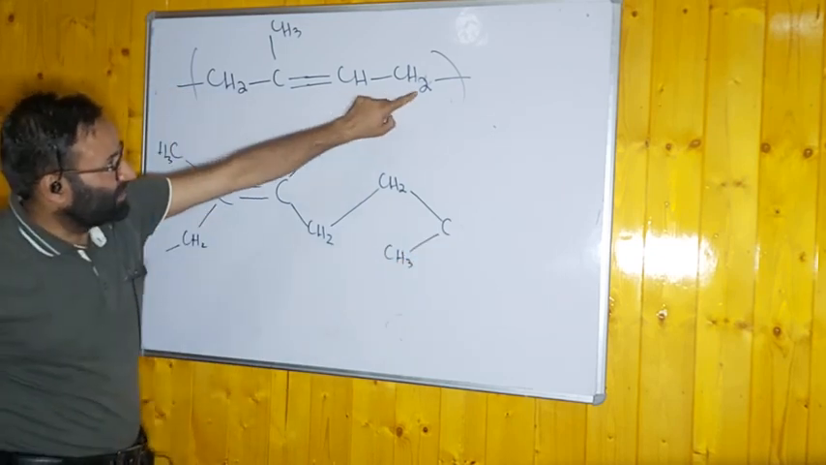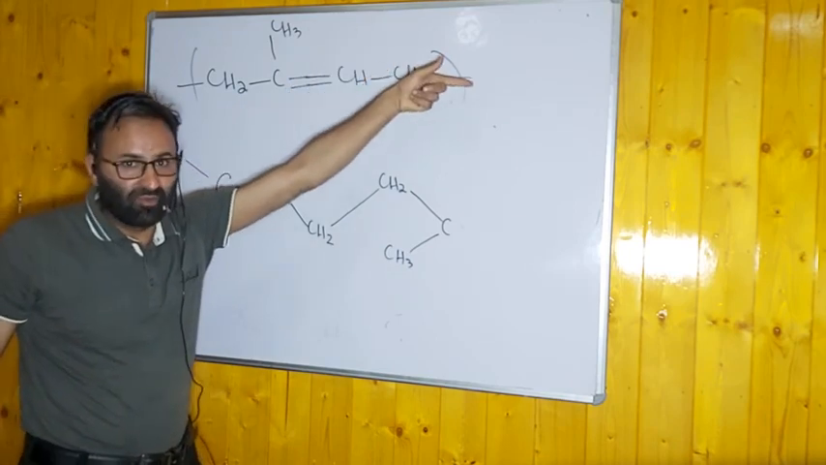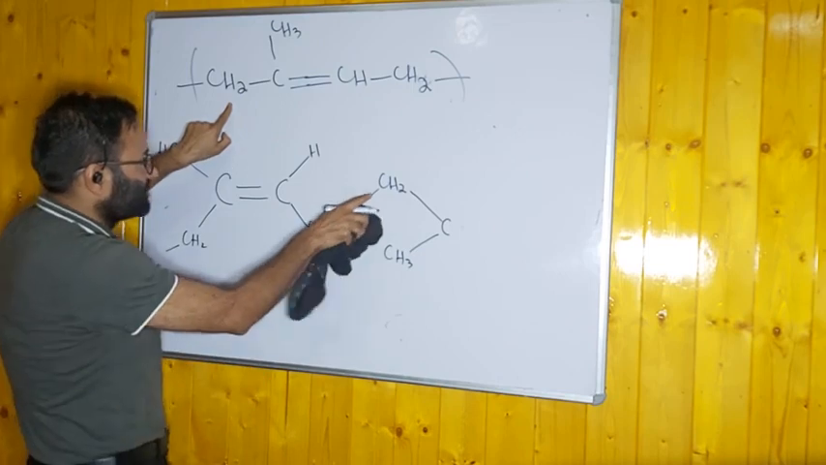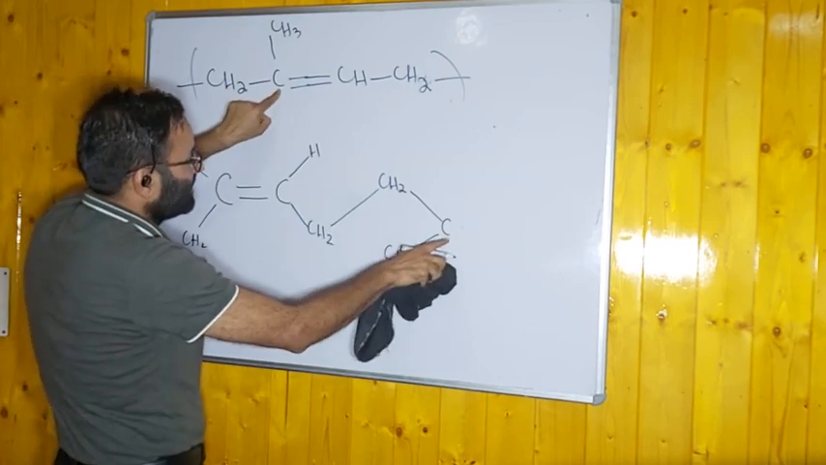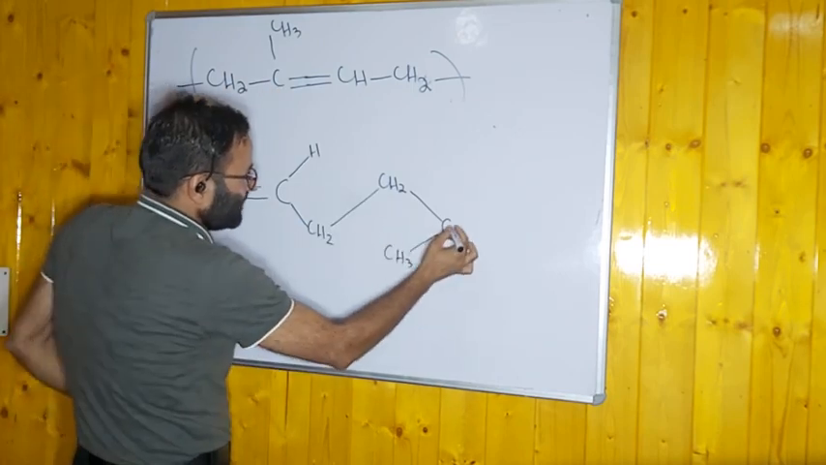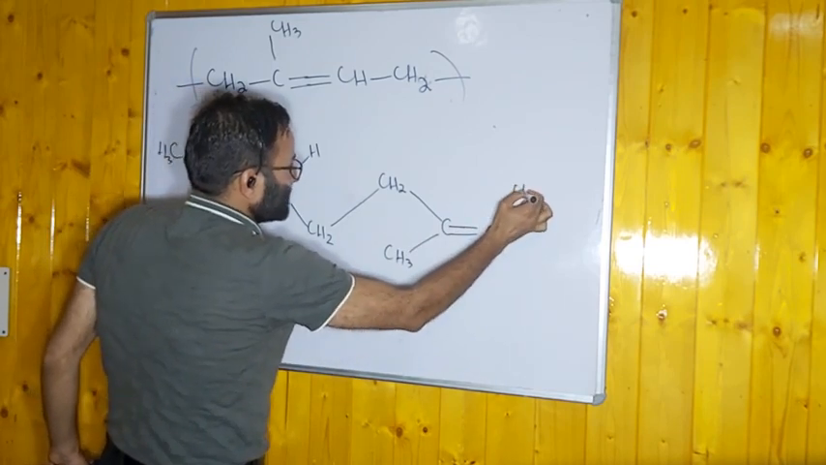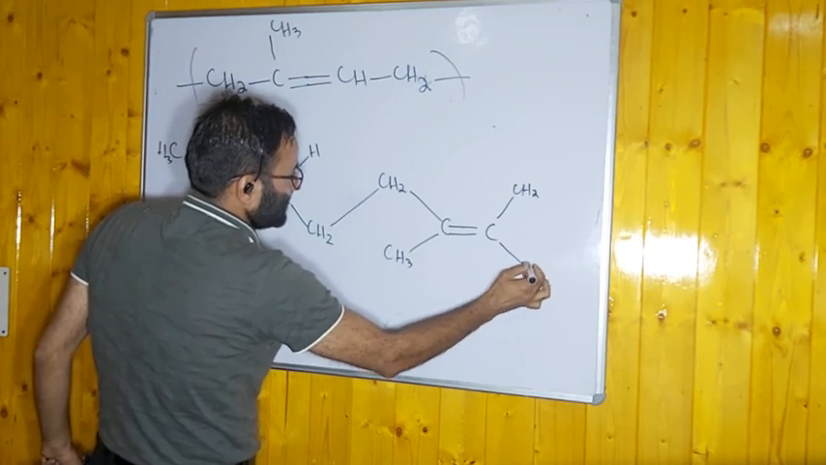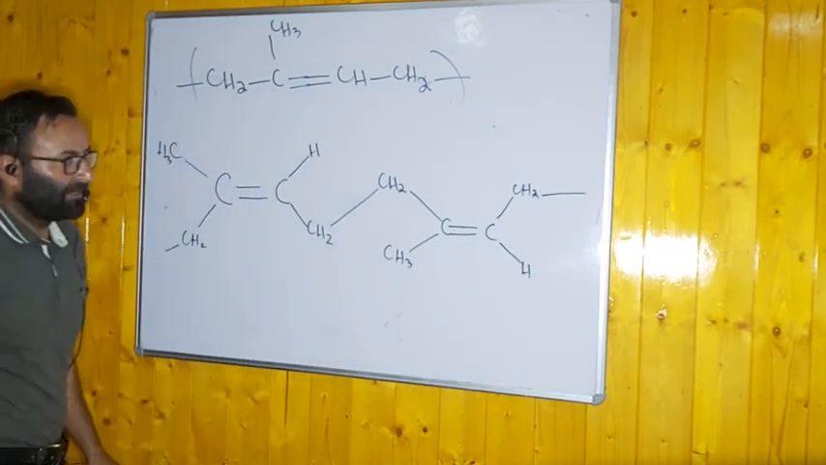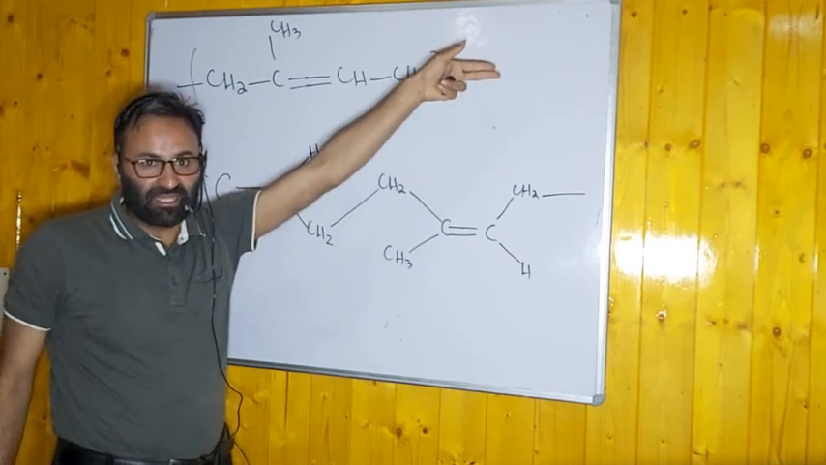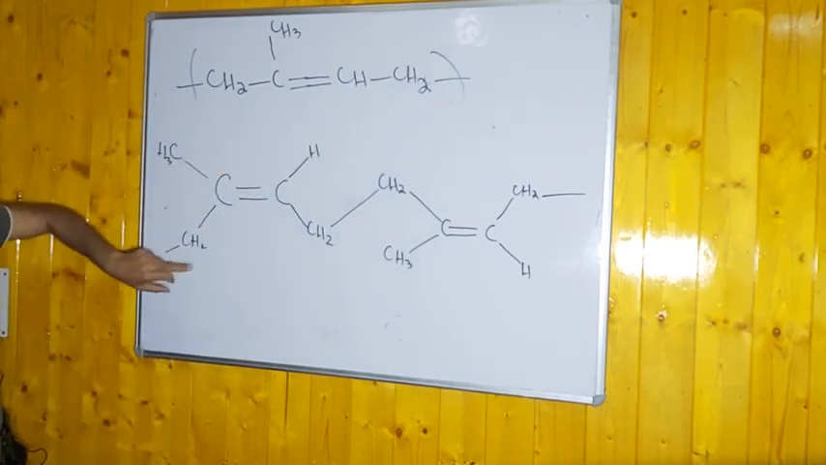This CH2 is linked to another monomeric unit, and another monomeric unit will be this one. We have CH, it is attached to CH2, it is attached to carbon, that is attached to methyl. You have a double bond again. Then you have CH2, you will have H. Now it is clear that here again the CH2 lie on the same side.